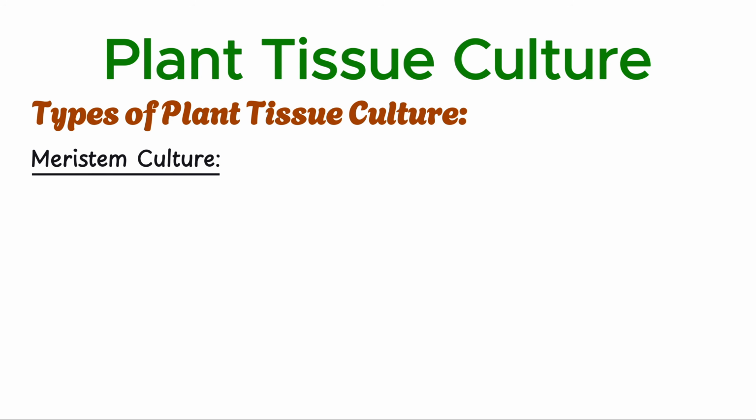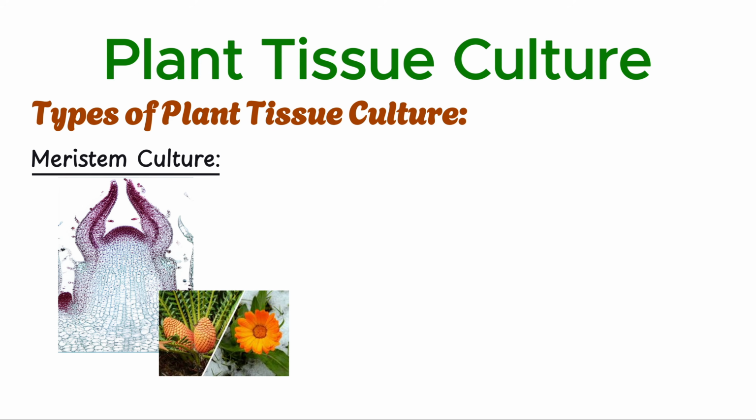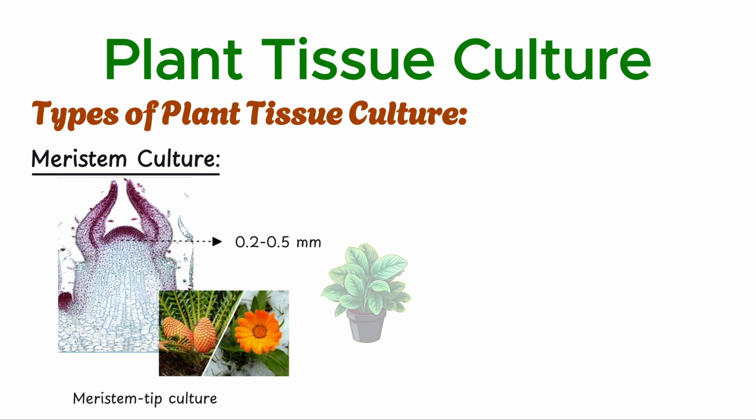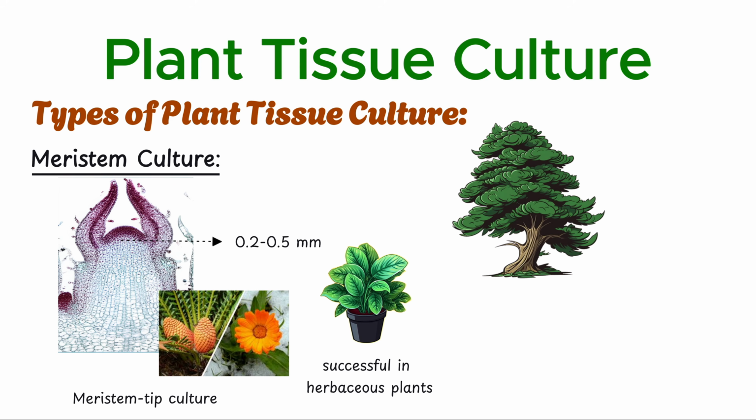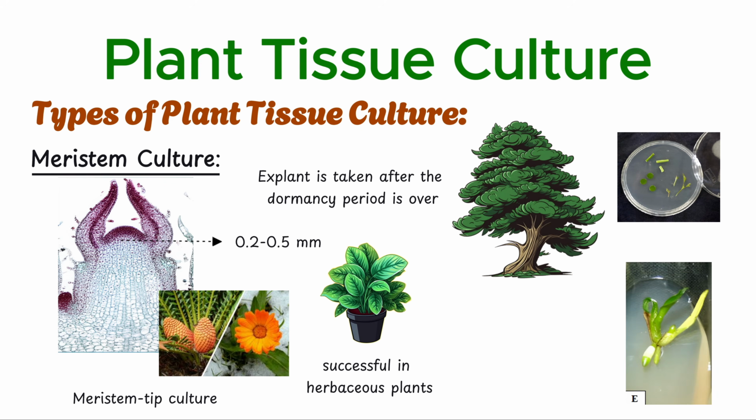Next we have meristem culture. The apical meristem of shoots of angiosperms and gymnosperms can be cultured to get disease-free plants. Meristem tips, between 0.2 to 0.5 mm, most frequently produce virus-free plants, and this method is referred to as meristem tip culture. This method is more successful in herbaceous plants than in woody plants. In the case of woody plants, success is obtained when the explant is taken after the dormancy period is over. After the shoot tip proliferation, the rooting is done, and then the rooted plantlet is potted.